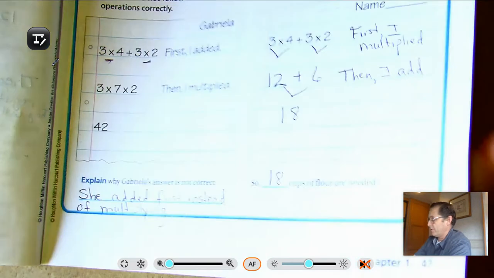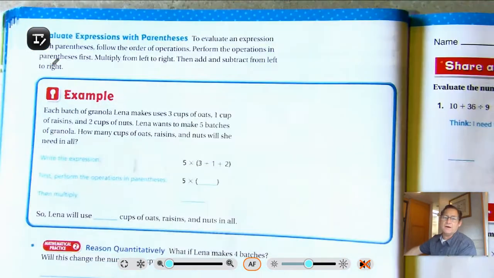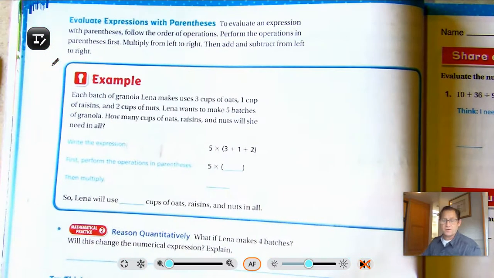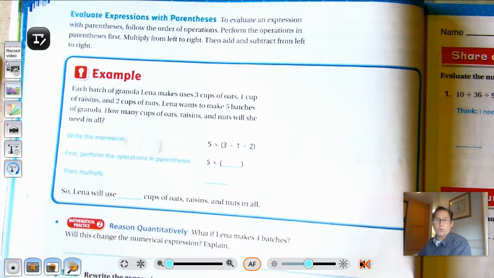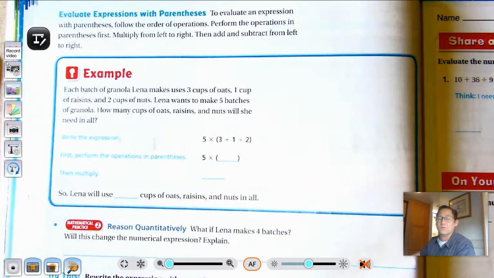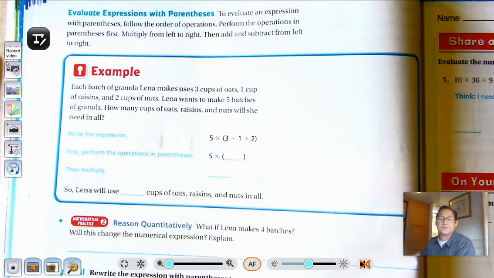All right, let's move on to page 48. So that was a good example of why it's important to follow the order of operations. Because if you don't, you're obviously going to get an incorrect response. We have to follow some type of order. There has to be some type of agreement. Otherwise, we would all get different answers for math if we have multiple operations.